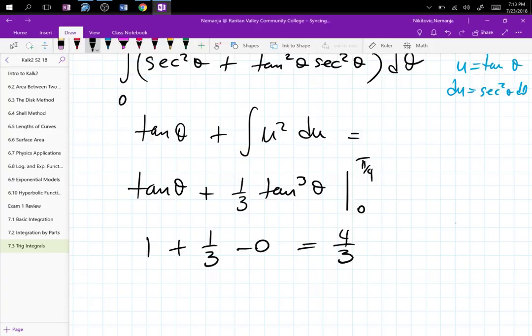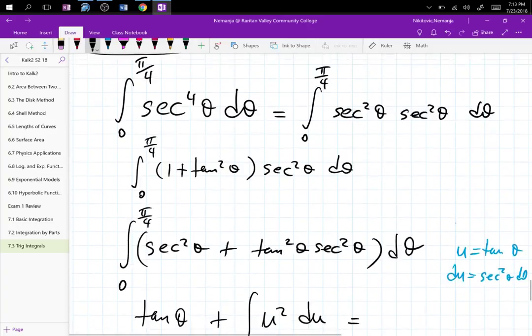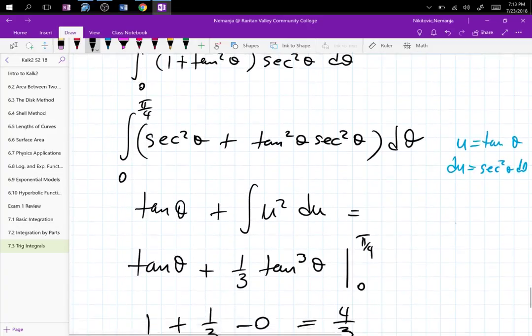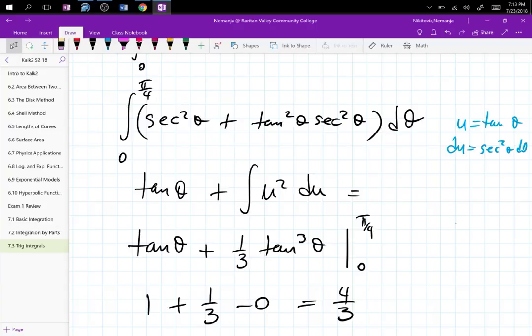So that's that. We'll do many more of these because the next lecture is trigonometric substitution. Trigonometric substitution is going to change your regular looking integrals into trig integrals. So much more of this to come tomorrow.